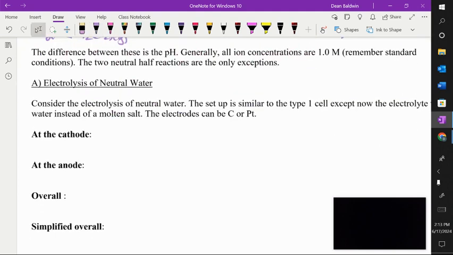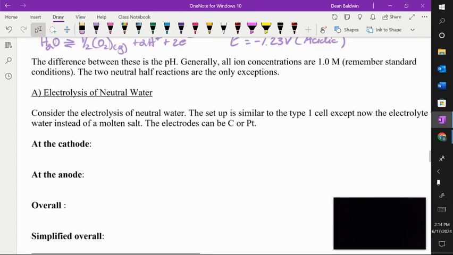We just throw water into a beaker, put on a couple of electrodes, and then flip the battery on. What happens? So, here we might as well just draw it. Carbon electrode, battery, carbon electrode, and you have water. Okay, this is neutral conditions. So, what happens at the cathode? Cathode is where reduction occurs.